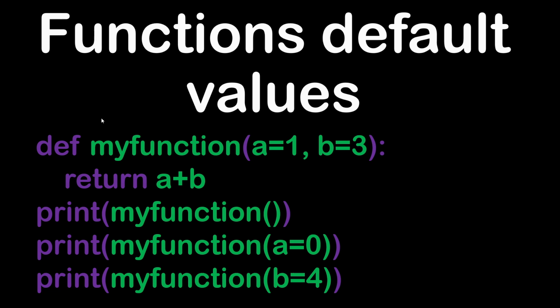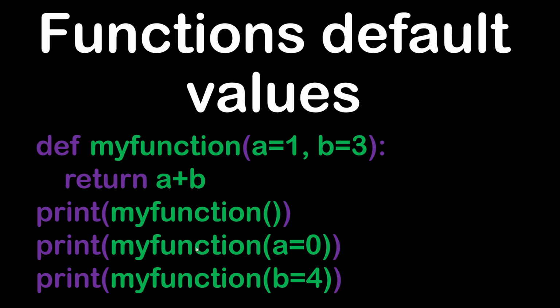Now, functions can also have default values for parameters. For example, here I will provide 2 parameters when defining my function, a equal to 1 and b equal to 3, and I'll return a plus b. In this case, I have three different ways of using my function. Either I don't provide anything between parentheses, and in this case a will take its default value, which is 1, b will be equal to 3, and I will get 4 in return in my first case here.